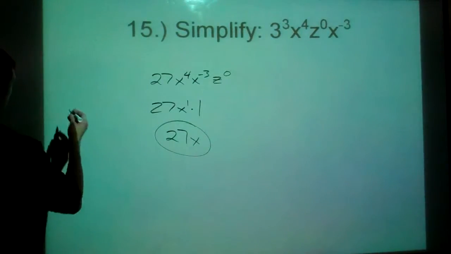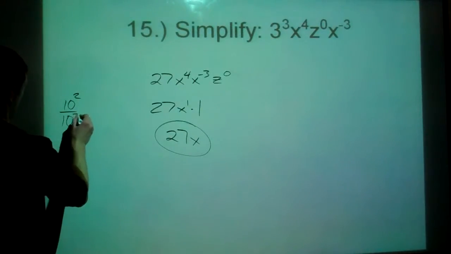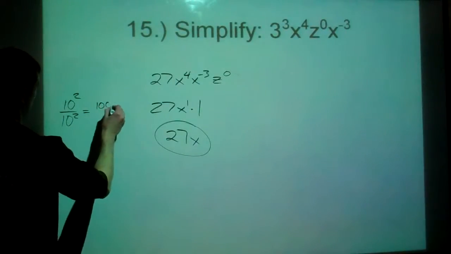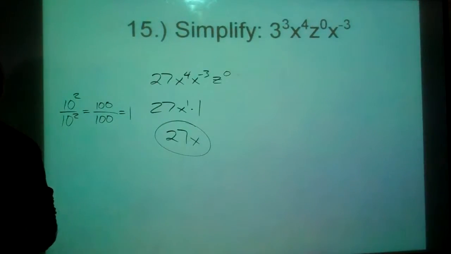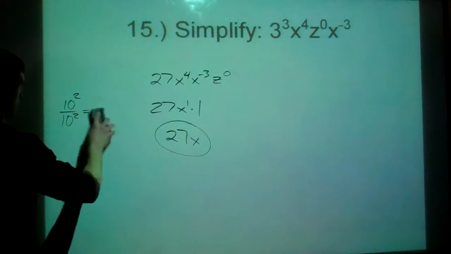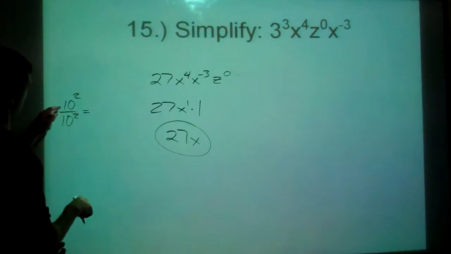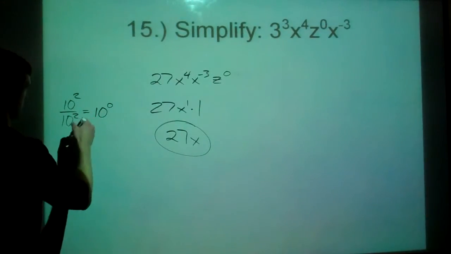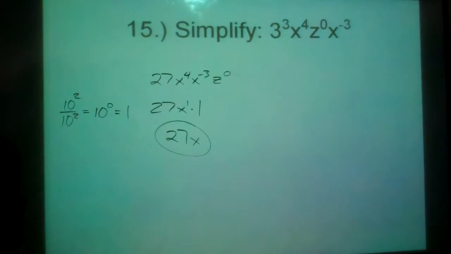Let's think of 10 to the second over 10 to the second. This is 10 times 10, which is 100, over 10 times 10, which is 100. And 100 over 100 is 1. So we know that's true. But if we use our rules, same base, we can do 2 minus 2, and this is 10 to the 0. 2 minus 2 is 0, and we already just said that that's also 1. So anything to the 0 power is 1. And that's why.